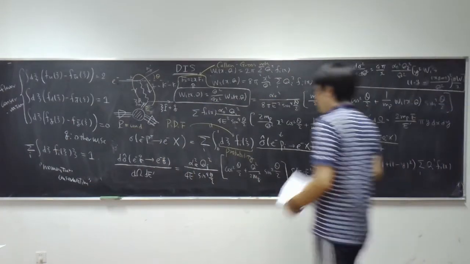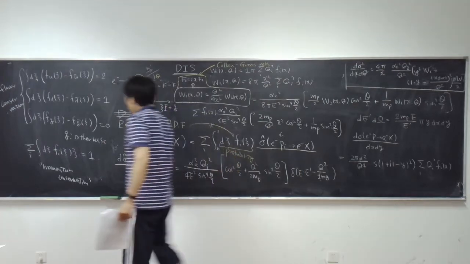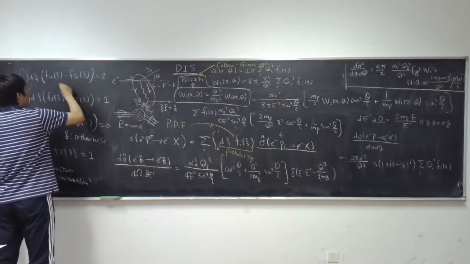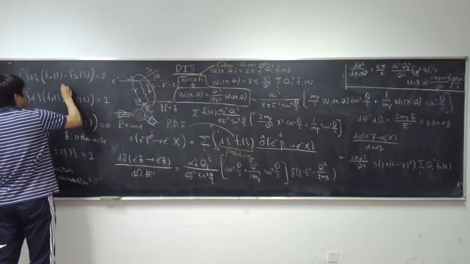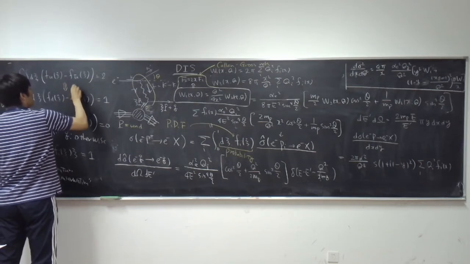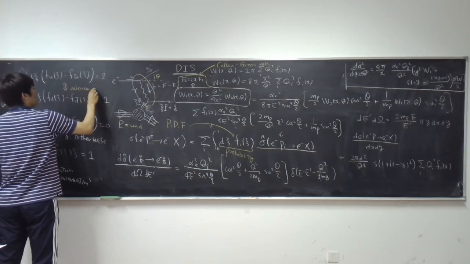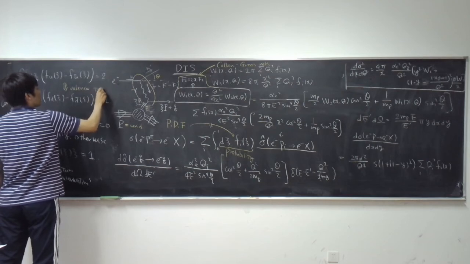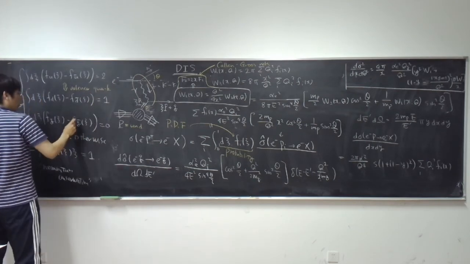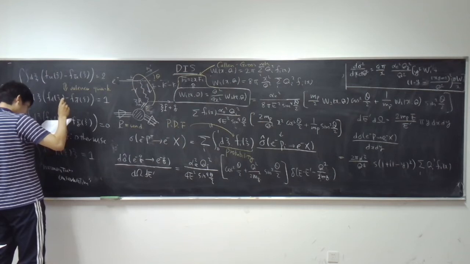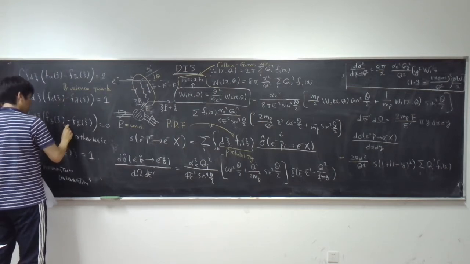And in particular, some notation of this. These two quarks, U and D, are called valence quarks. And the other quarks are called sea quarks.